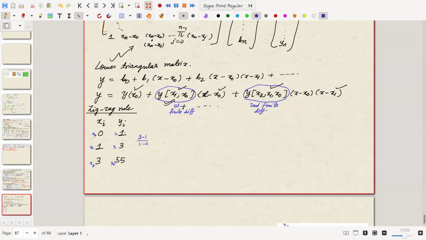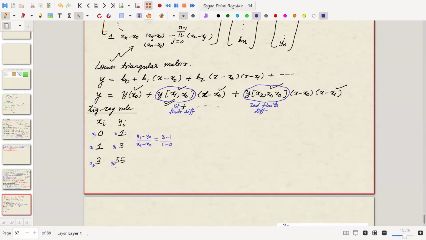Agreed or no? Let me make it more easier, maybe. Just to make it simpler. This is y1 minus y0 divided by x1 minus x0. This is the first finite difference. So can you tell me what should I write? 3 minus 1 divided by?